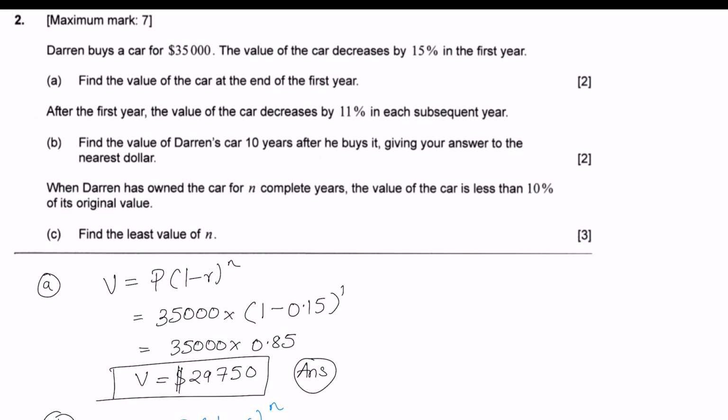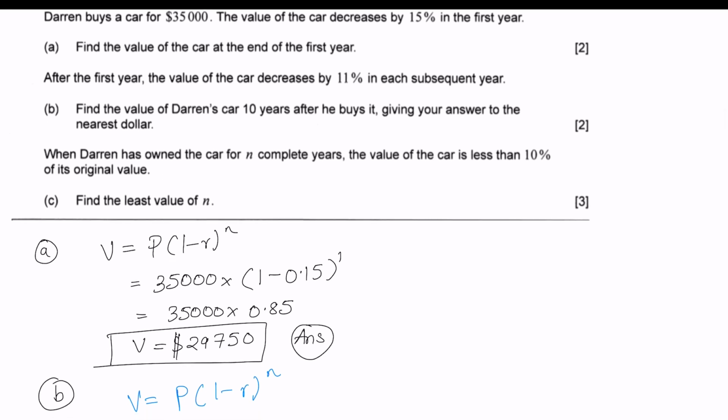So what I'll do here is, I know that at the end of the first year, the value of the car will be 29750. And the rate of depreciation after the first year would be 11%. So what I can do is I can remove the first year, right? I can say that the initial value of the car is 29750, and it will keep decreasing by 11% for the next 9 years. So at the end, we'll get the same value.